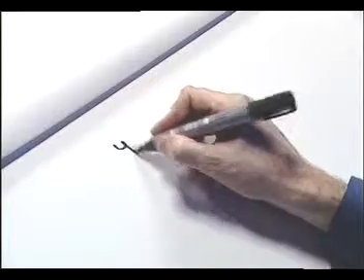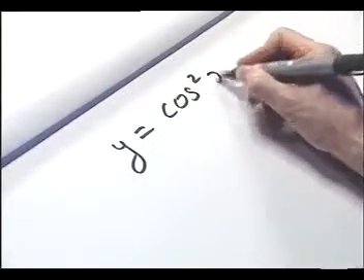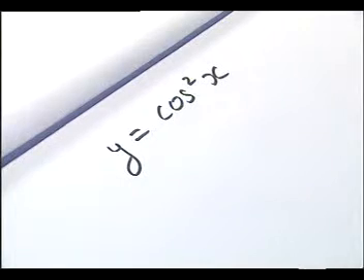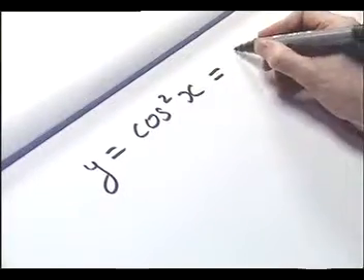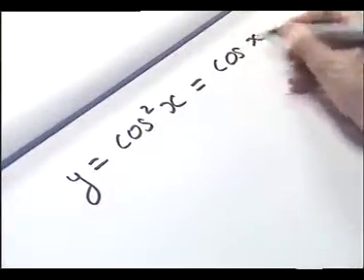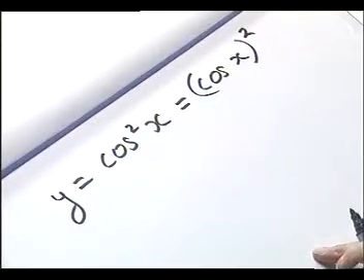Now, let's have a look at another example of this. This time we'll turn it round, so to speak. Let's have a look at cos squared x. Now, how is this a function of a function? Well, let's remember what cos squared of x means. It means cos x squared. Cos x multiplied by itself.